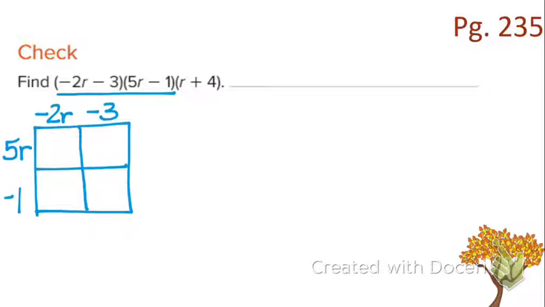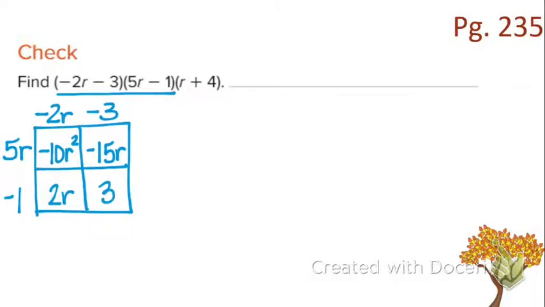So in our first square, we have negative 2r times 5r. That would be negative 10r squared. And then we have 5r times negative 3, so that's negative 15r. And then we have negative 2r times negative 1. So what's negative 2r times negative 1? Positive 2r. Good. And then we have a negative 1 times a negative 3, so that's a 3.